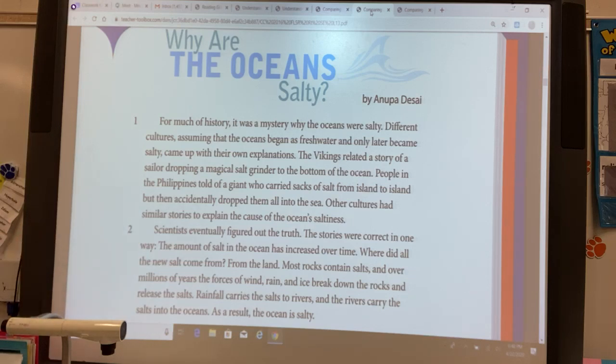Scientists eventually figured out the truth. The stories were correct in one way. The amount of salt in the ocean has increased over time. Where did all the new salt come from? From the land. Most rocks contain salts, and over millions of years, the forces of wind, rain, and ice break down the rocks and release the salts. Rainfall carries the salts to rivers, and the rivers carry the salts into the oceans. As a result, the ocean is salty.